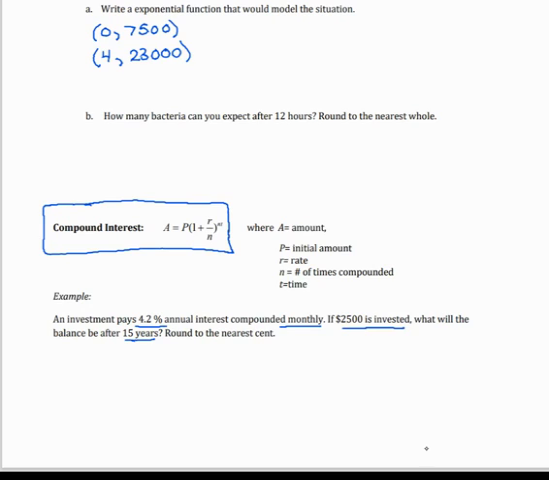So let's put some key information here. What does this 4.2 represent? That's my rate. However, remember with rates, we write rates as decimals. So that's 0.042. Next, we have compounded monthly. That represents my N value. So if I'm compounded monthly, that means N equals 12. 2,500 was invested. That's my principal, my initial amount.